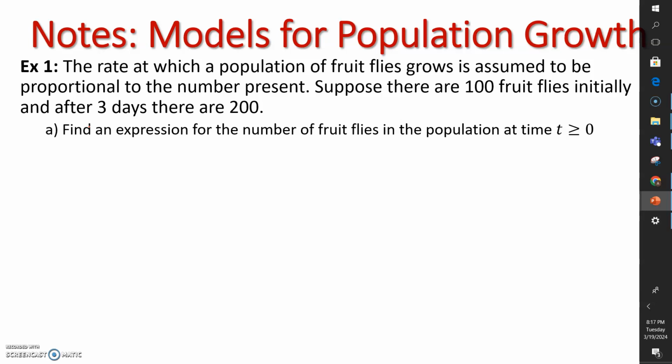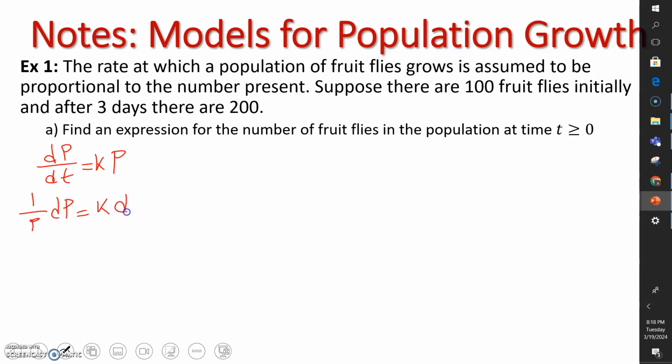Whenever I get one of these population problems, I'm always going to start with the same model we know to be true. So dP/dt is equal to k times my population. Now, ultimately, I want to solve this equation and get a function that represents the population. So I'm going to separate my variables. I get 1 over P dP is equal to k dt. Now I'm going to integrate both sides, and I'm going to be left with ln absolute value of P plus a constant, and k times t plus a constant. Then I'm going to join my constants.